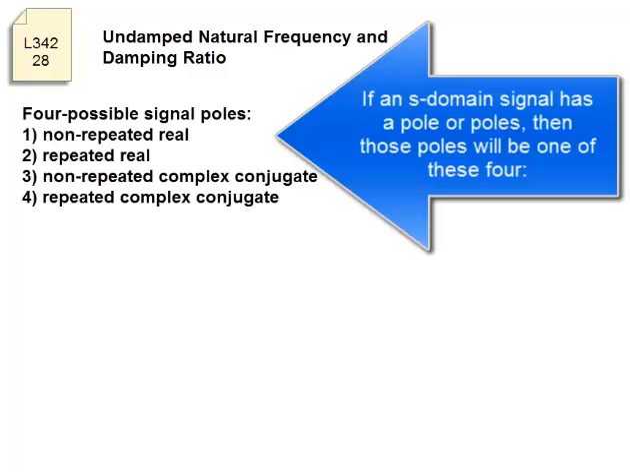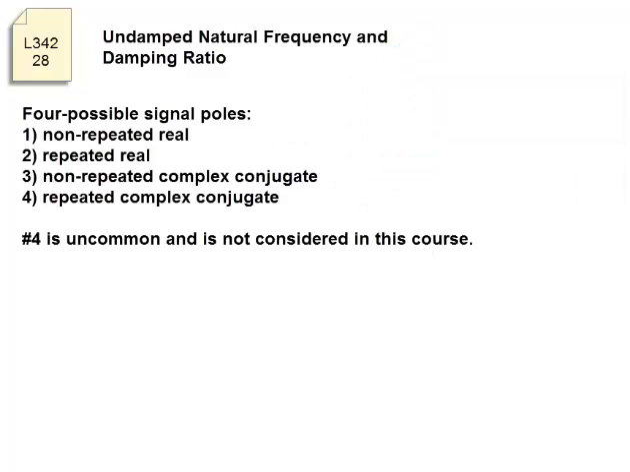Undamped natural frequency and damping ratio is the subject of this video. If an S-domain signal has a pole or poles, then those poles will be one of these four: non-repeated real, repeated real, non-repeated complex conjugate, and repeated complex conjugate. The fourth one is uncommon and is not considered in this course.